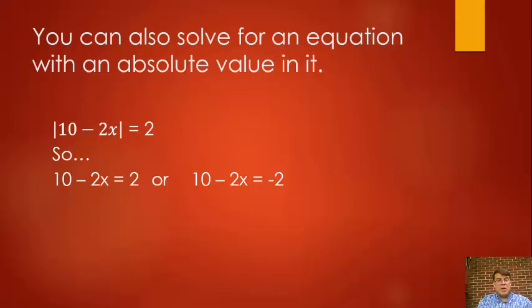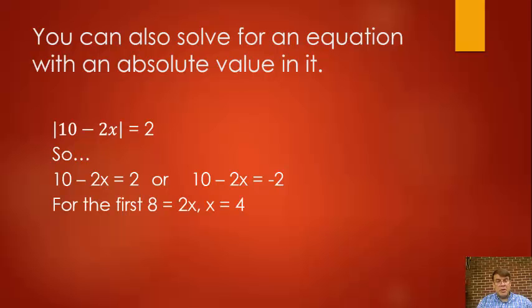One is 10 minus 2x equals 2, and the other is 10 minus 2x equals negative 2. If it were 10 minus 2x equals negative 2, then the absolute value of negative 2 would be 2. If it's 10 minus 2x equals 2, the absolute value of 2 equals 2. So either way, if either of these equations is true, you're going to have a valid solution to this problem. So let's just solve for both of these.